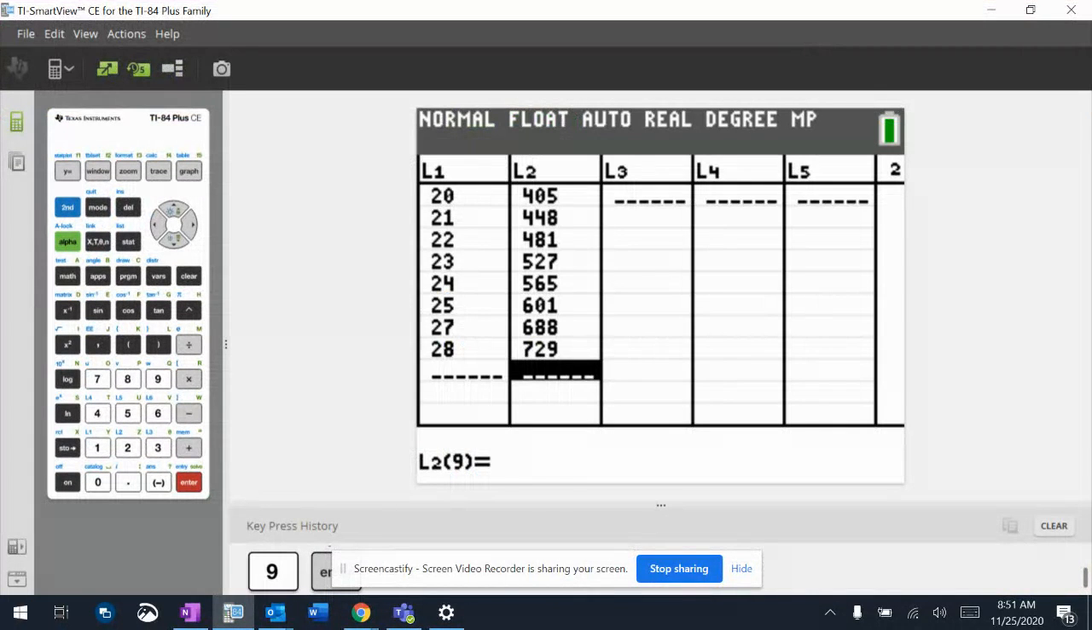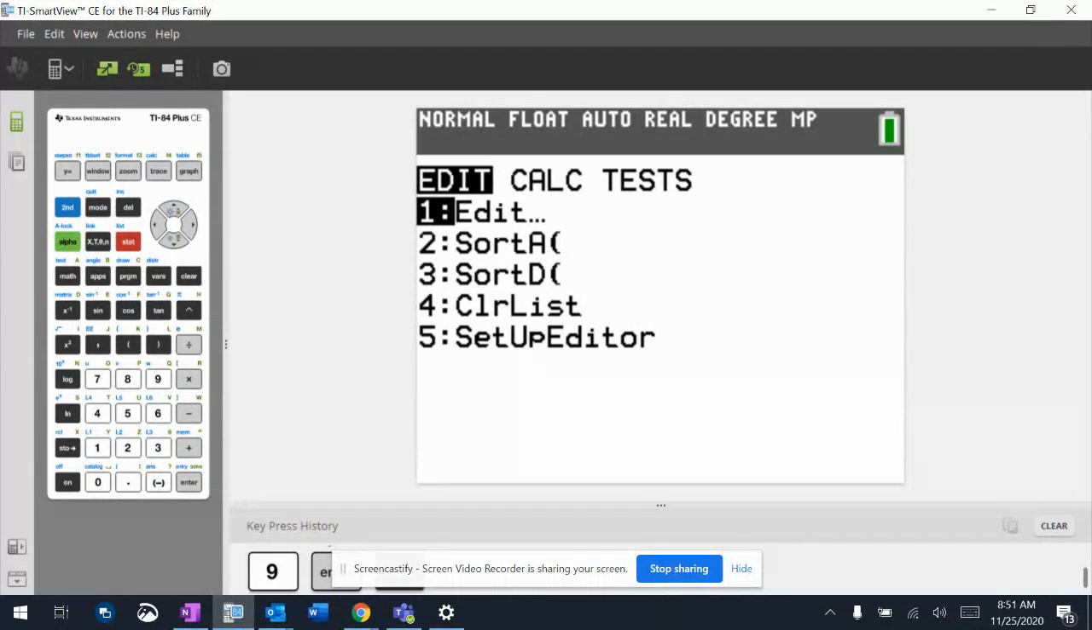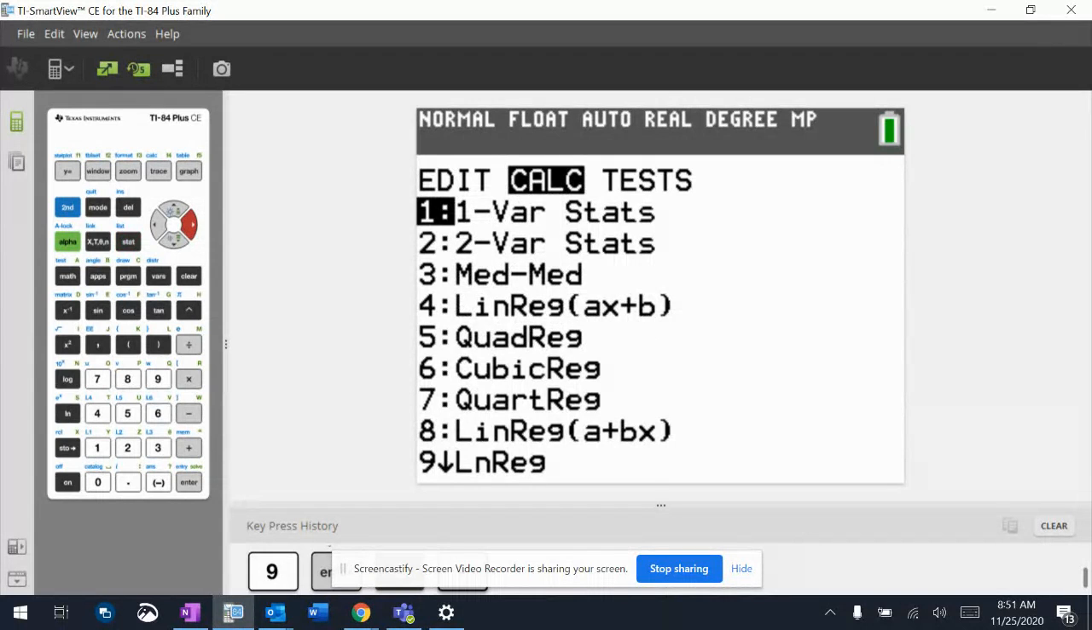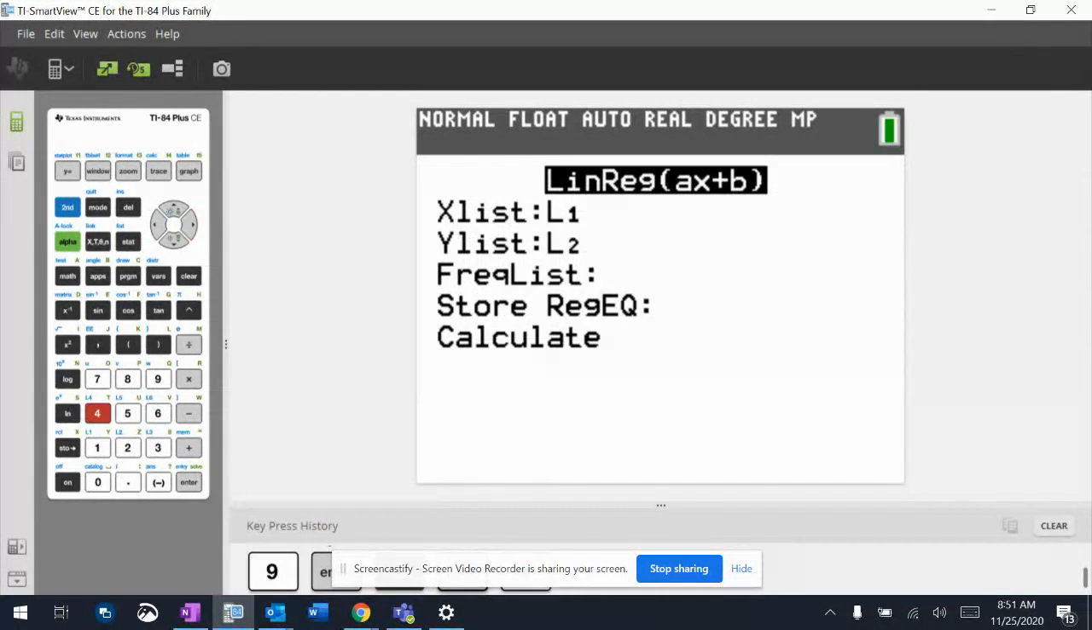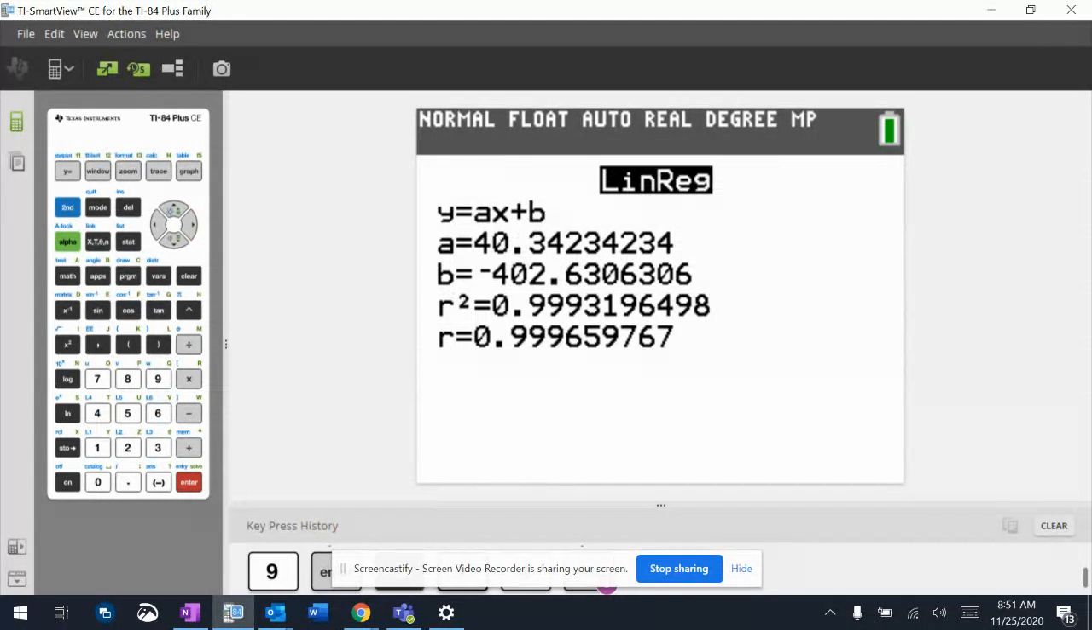So I'm just going to find the regression equation and the correlation coefficient. So I go to stat, I go to calc, and I go to linear regression, number 4. No frequency list like we've talked about before. All right, so it gives me my a, my b, and my correlation coefficient, which is very, very close to 1.